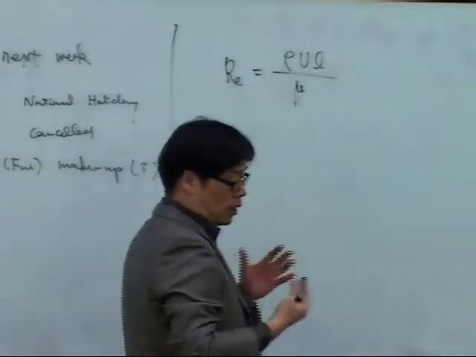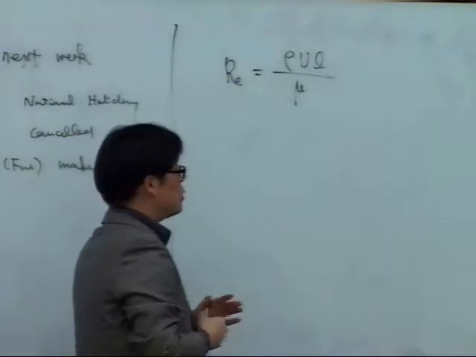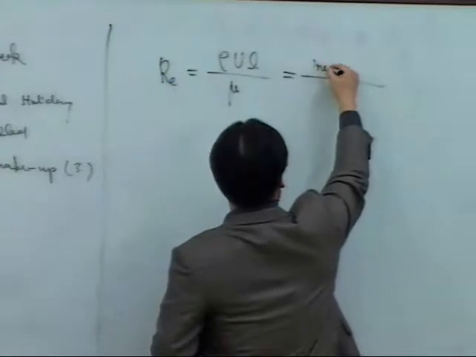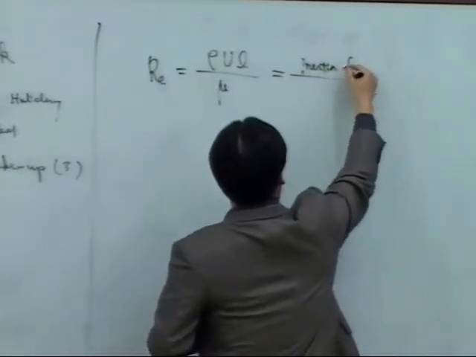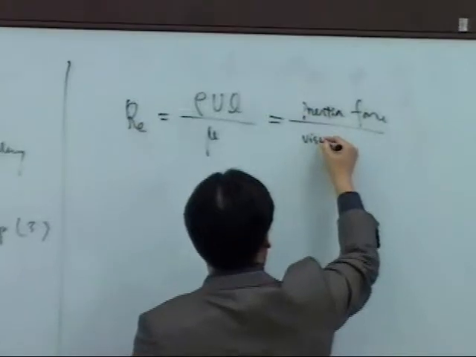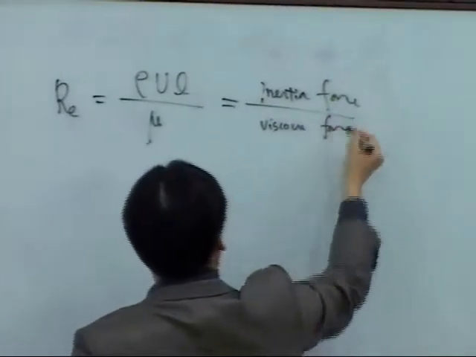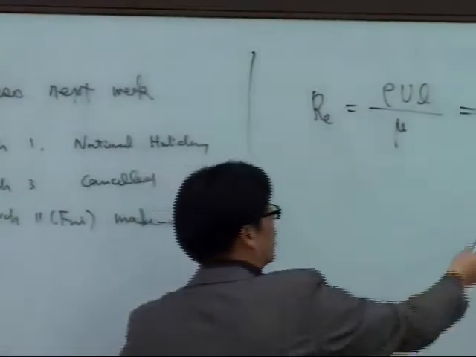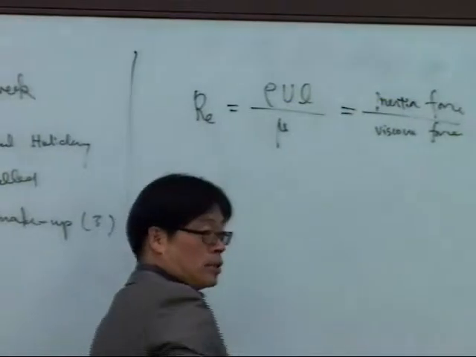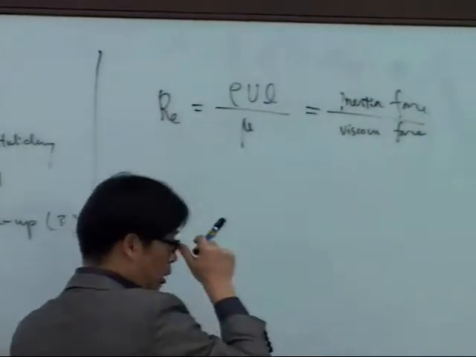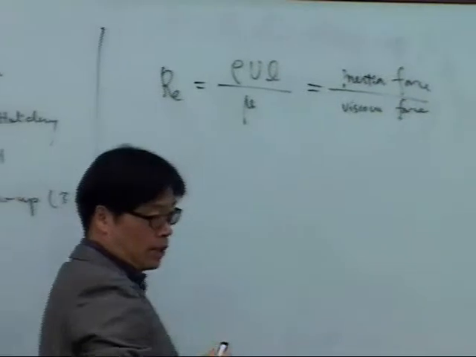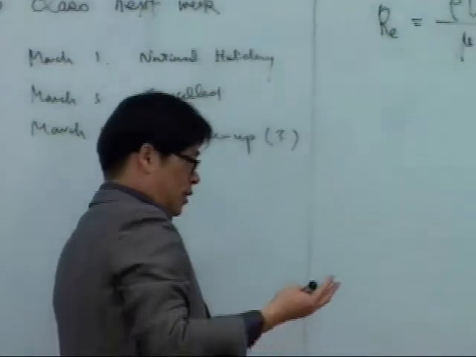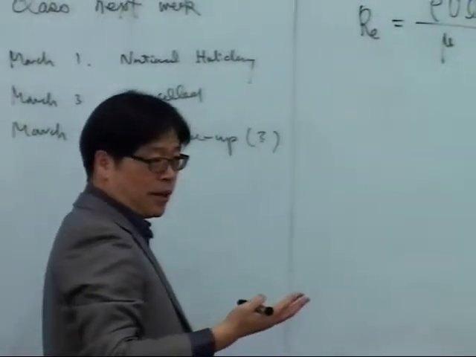Then through non-dimensionalization of the Navier-Stokes equations, we realized that this is nothing but the ratio between inertia force divided by viscous force. So if viscous force is dominant, then the Reynolds number is small. If inertial force is dominant, then the Reynolds number has to be large. So viscosity is a measure of resistance, basically, right?